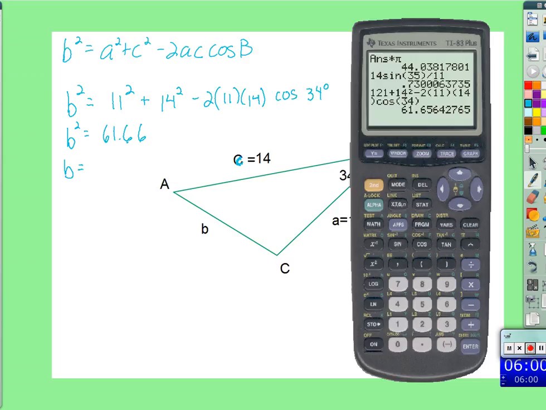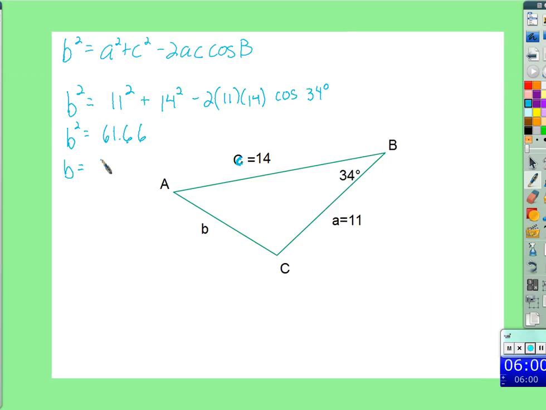Okay, so I just kind of came in after you, and hopefully we just kind of got finished at the same time. That would be ideal. So you can see the work that I did there, just the whole line before that last answer. I took 11 squared plus 14 squared, minus that whole thing, 2 times 11 times 14 times cosine of 34. That's 61.66. So how are we going to find b? Take the square root. 7.85. Yes, I got it.